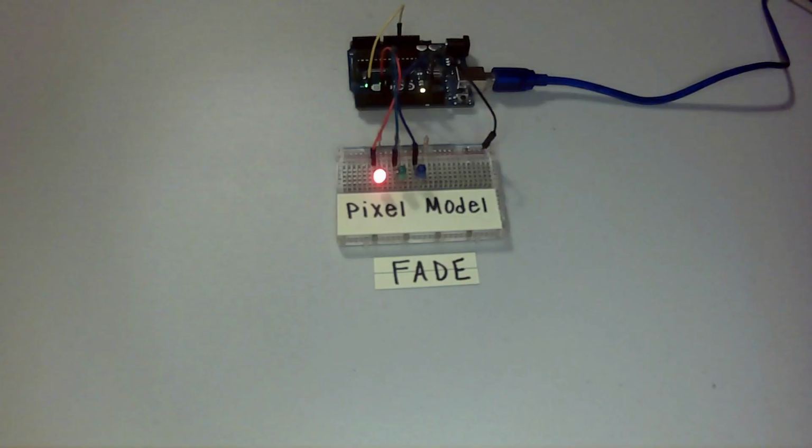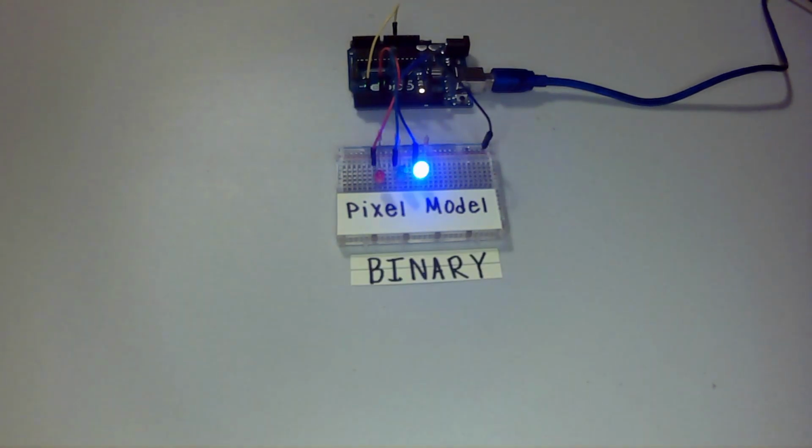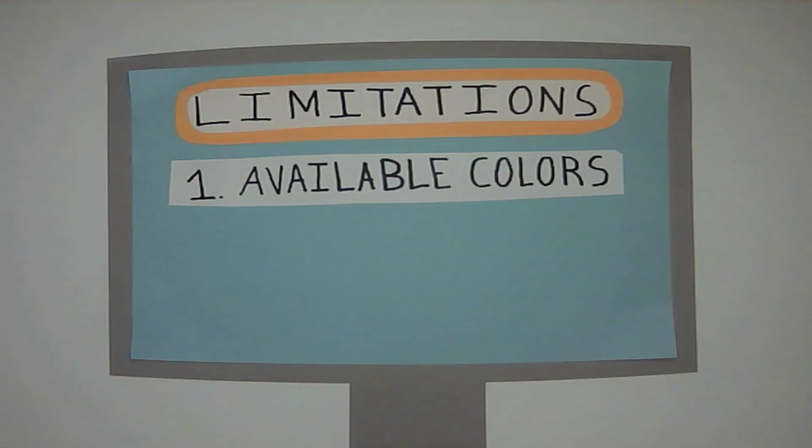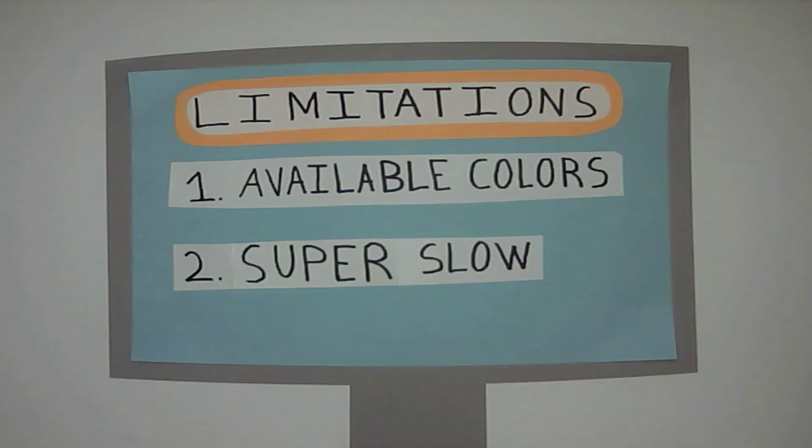You can actually see this effect with this model I made. Here, the red, green, and blue pixels can fade up and down, meaning there's multiple states between the on and off. However, this model would be like the one I described earlier, where the lights only have 2 states, on and off. The second limitation to this project is it's really slow.